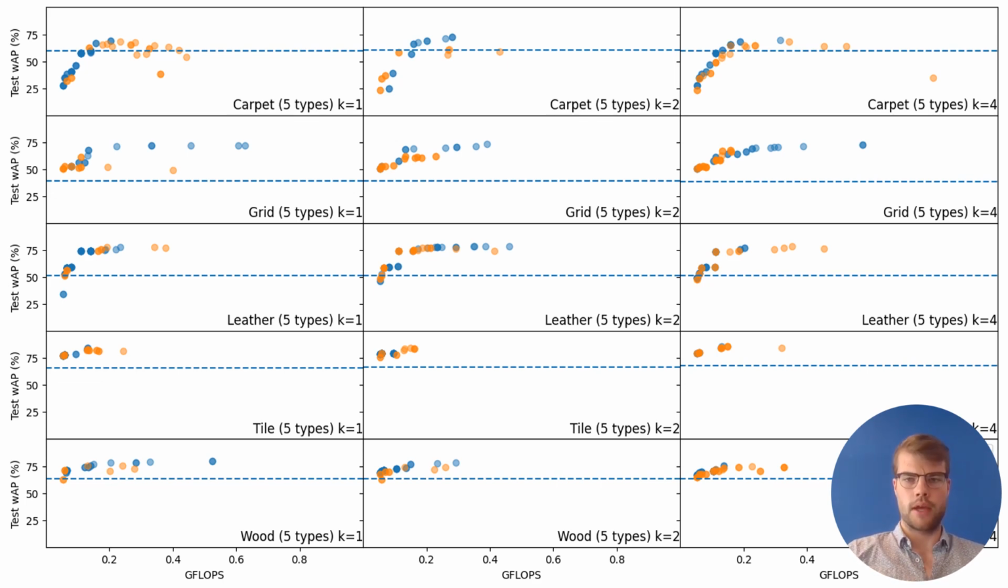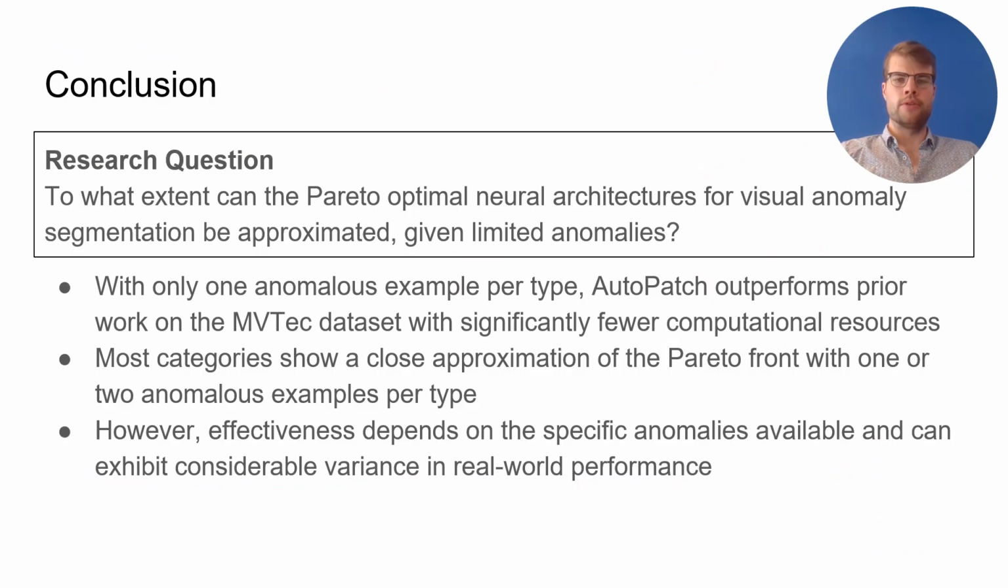However, in some cases, such as for the carpet on the top right, the highest FLOPs architecture is actually one of the worst performing architectures, and these outliers are one of the limitations of our work. In conclusion, we found that with only one anomalous example per type of anomaly, AutoPatch outperforms the prior work on the MVTec dataset with significantly fewer computational resources.